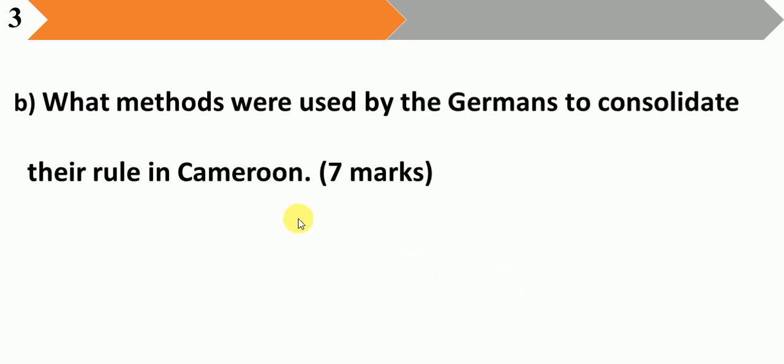Now, to begin with, what is consolidation? Consolidation here means the need to strengthen your grip over something. They need to make an environment comfortable for you to live in. And so the Germans, after annexing Cameroon, had to make Cameroon comfortable for them to stay in. They had to strengthen their grip over Cameroon.